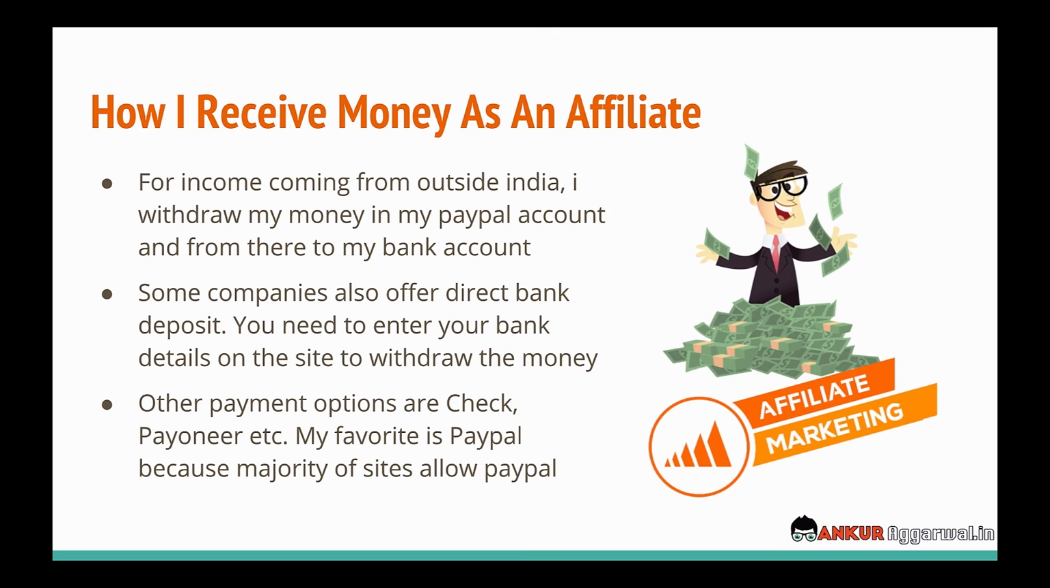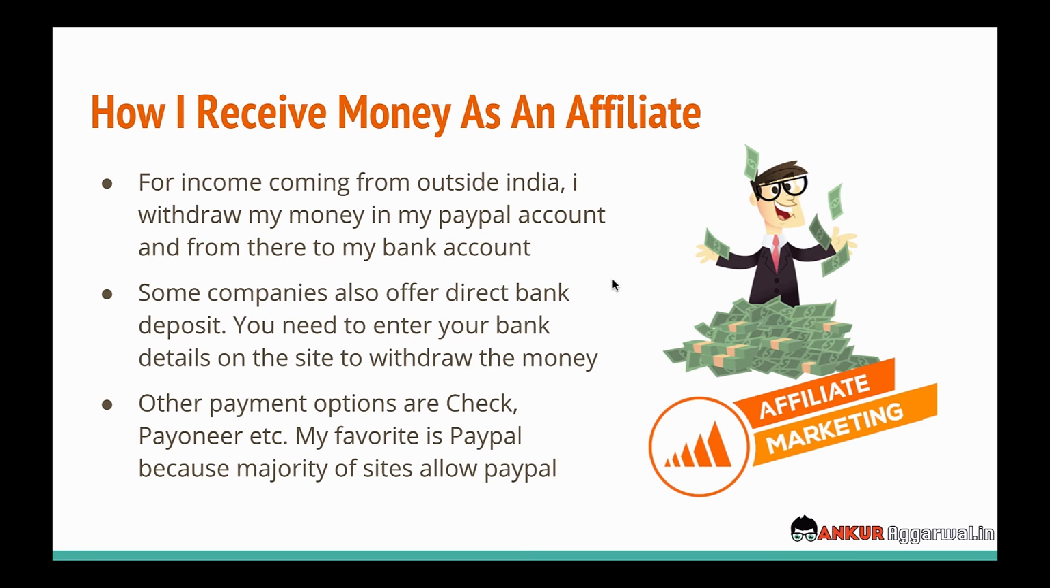So now let's talk about how to receive the money as an affiliate. Let's say you already have a website or a YouTube channel and you're already making the money. Then how would you even receive the money? So there are various ways to get the affiliate income. The one I use is PayPal. This depends on the affiliate network as well. What are the options they are offering? The most common option is a PayPal account.